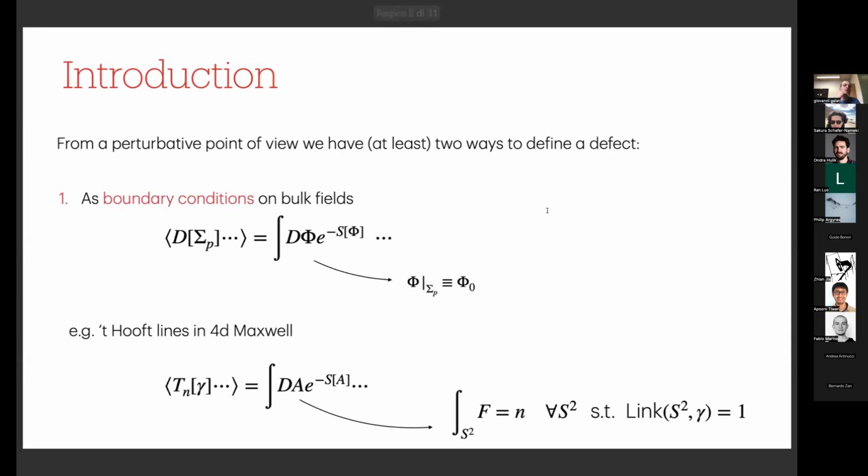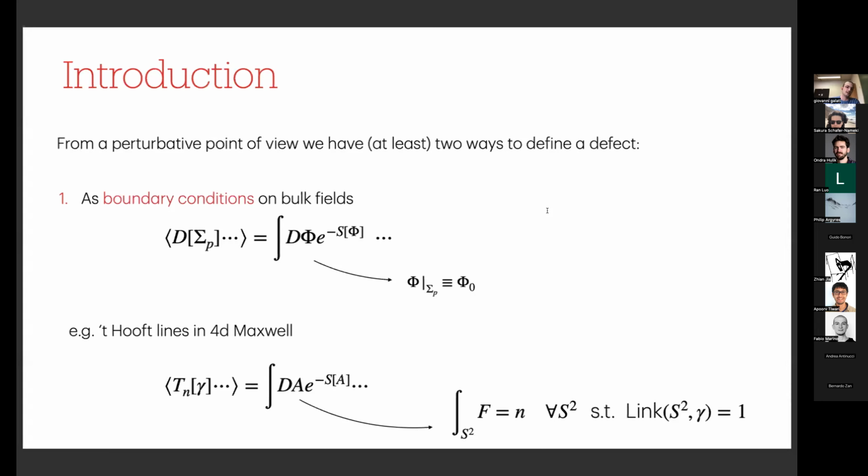Okay, so now that we know what are the objects that we would like to study, I want to present at least what is the definition that we can give of these operators, at least when we have an action and some fundamental fields. So in this context, there are at least two ways to define the defects. One way is to prescribe a boundary condition for the bulk fields when they approach the locus of the extended defect. And a prototypical example of these definitions are 't Hooft lines or disorder operators.